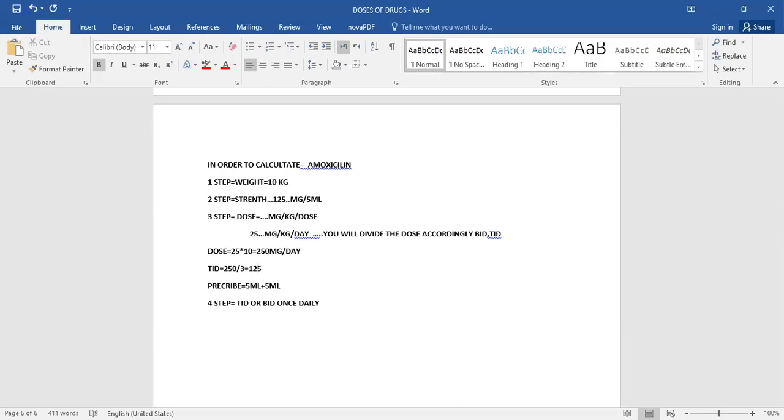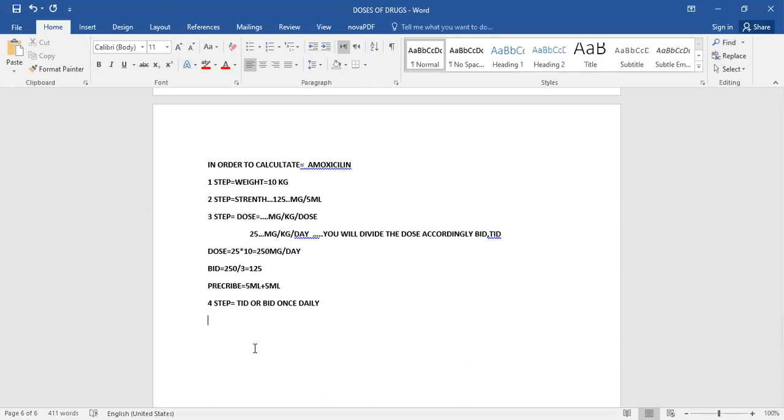It depends on that. So we will fix ourselves on BID. It's easier for you guys to calculate. So this is the principle. If you know this information for any drug, you can calculate and give the patient the right dose. You should know the principle. If I give you something, you should be able to calculate the exact dose.